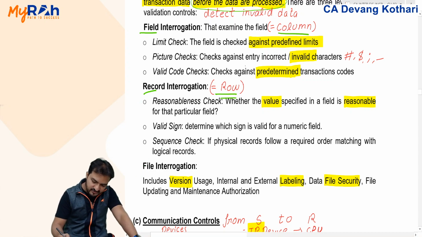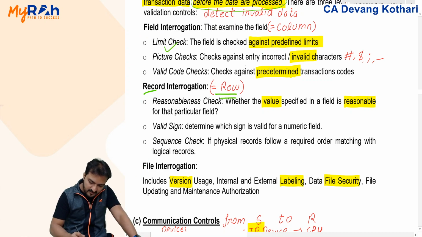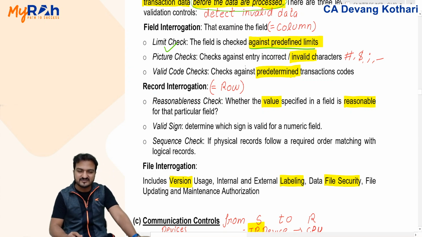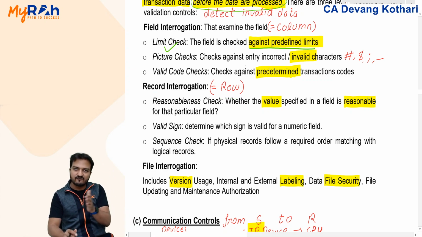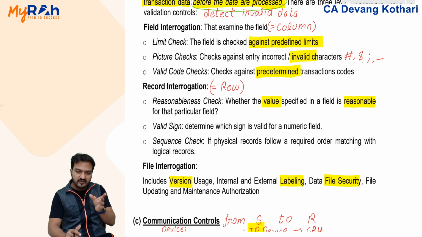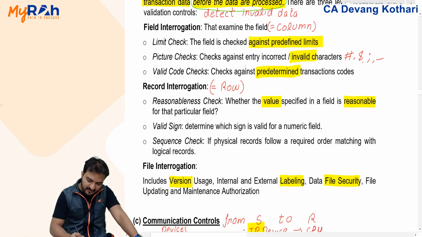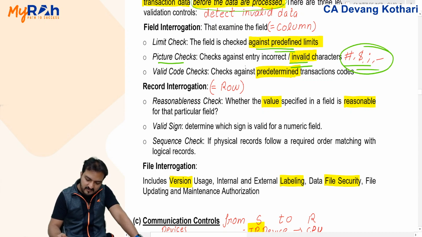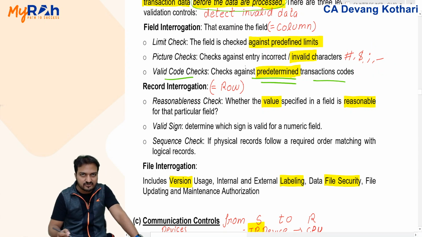Now for field interrogation, some examples you had: limit check is to check against predefined limits, like month will be 1 to 12 only. Date or day will be 1 to 30 or 31 only. That is a limit check, a check against a predefined limit. Picture check, to check whether invalid characters are entered or not. In certain places such invalid characters are rejected. Valid code check, to check against predetermined transaction codes.